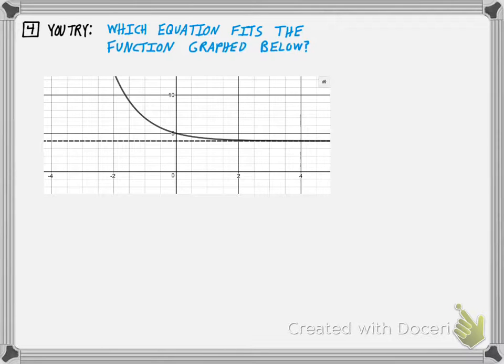Alright, this is a U-try. I want you to look at the 4 functions given and think about which one of them most fits the graph shown here. A couple things to take note of. This is a graph that's rising to the left and falling to the right. That's important to consider. And also your asymptote here is at y equals 4. I'll give you that hint. So look through your answers and think about which one best fits.